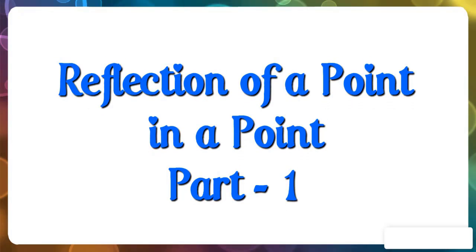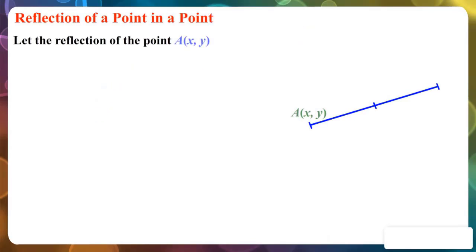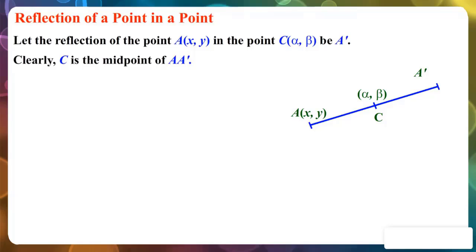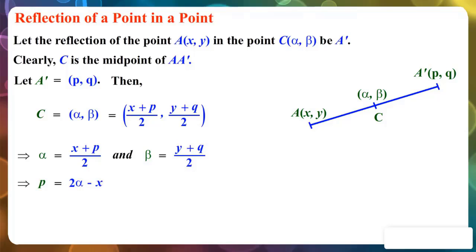Reflection of a point in a point. Part 1. Let the reflection of the point A (x, y) in the point C (alpha, beta) be A dash. Clearly, C is the midpoint of AA dash. Let A dash be (P, Q), then C (alpha, beta) is equal to (x plus P by 2, y plus Q by 2). This implies alpha is equal to x plus P by 2 and beta is equal to y plus Q by 2. This implies P is equal to twice alpha minus x and Q is equal to twice beta minus y. Thus, A dash is equal to (twice alpha minus x, twice beta minus y).